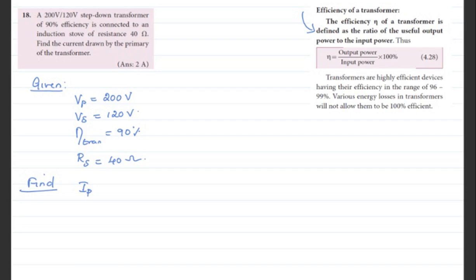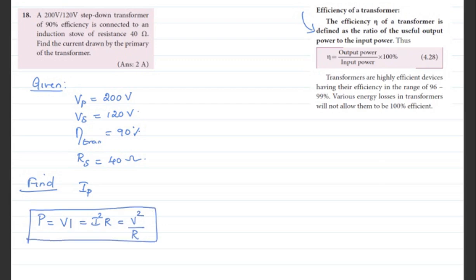So power is equal to... anyway, the secondary is connected to an induction stove. That is the load, so it draws some power. Let us find that power. Power is equal to, what is the formula? Either V into I, or I square R, or V square by R. We can use any of these three equations for power.